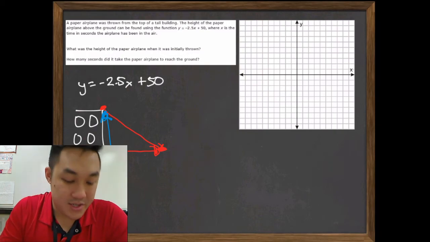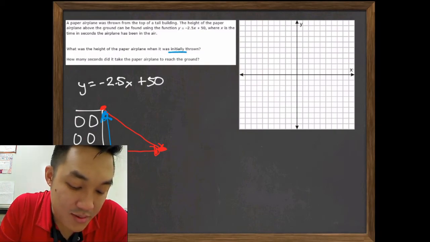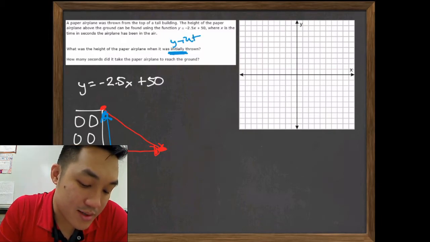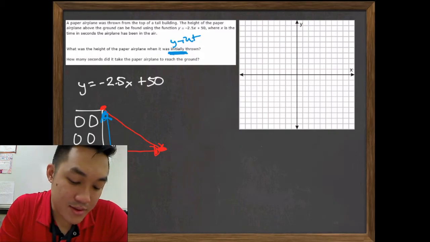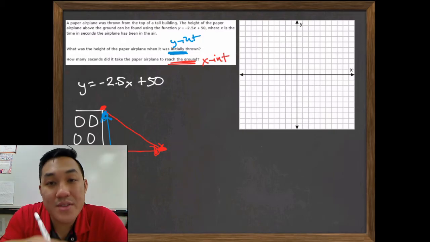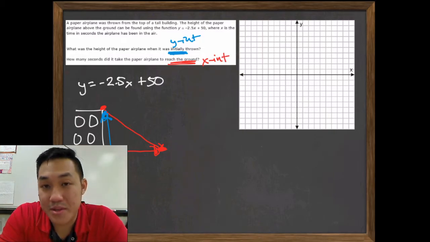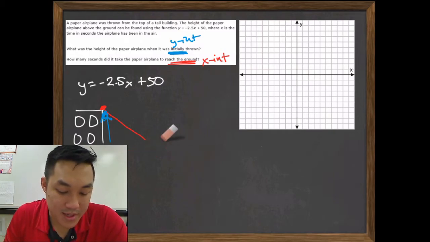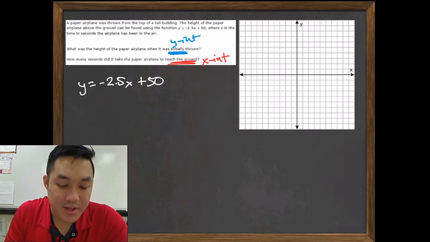When it was initially thrown, that's one of those keywords, that is going to be your y-intercept. And you also got to find when it reached the ground, that will be your x-intercept. So if I can graph this equation and just find the y-intercept and the x-intercept, you've got your answers. I'm going to erase my little demonstration there, so I got a little room to work with here.